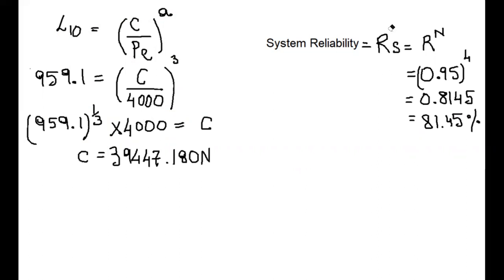Also, 4 bearings are there, so you have to find out the system reliability. So R raised to N. There are 4 bearings, so 0.95, 95% reliability, they have already told you. So 0.95 raised to 4 will become 0.8145. So the reliability of the complete system, which consists of 4 bearings, is 81.45%. This is your system reliability.